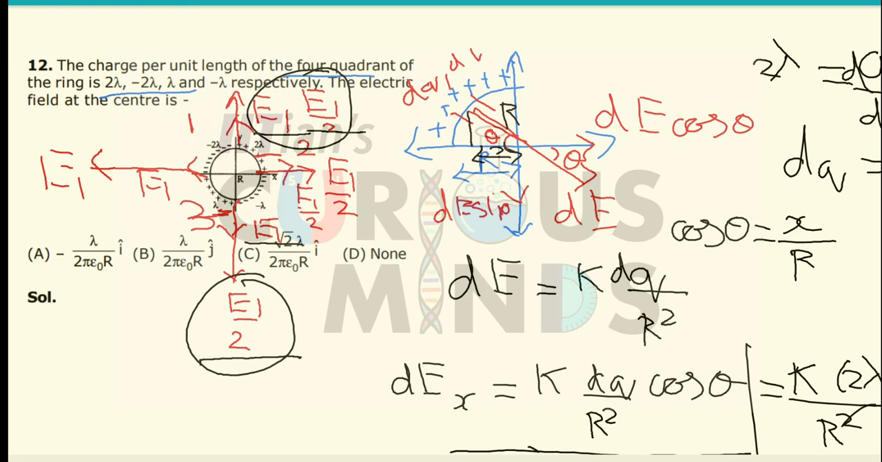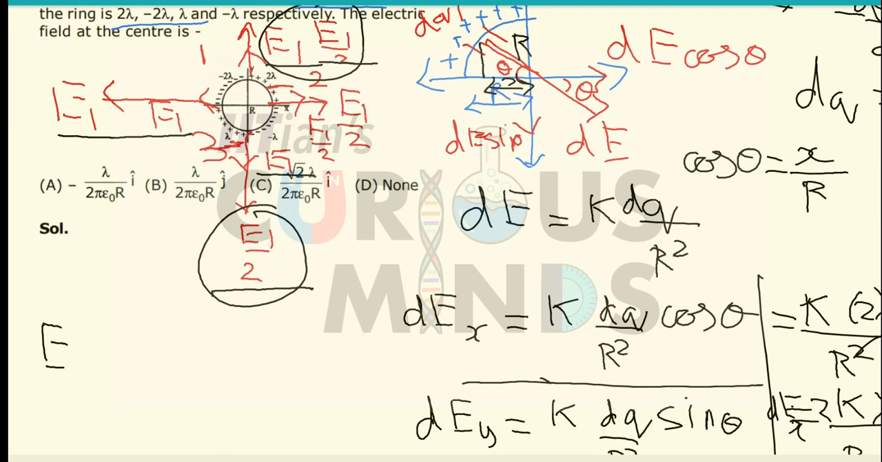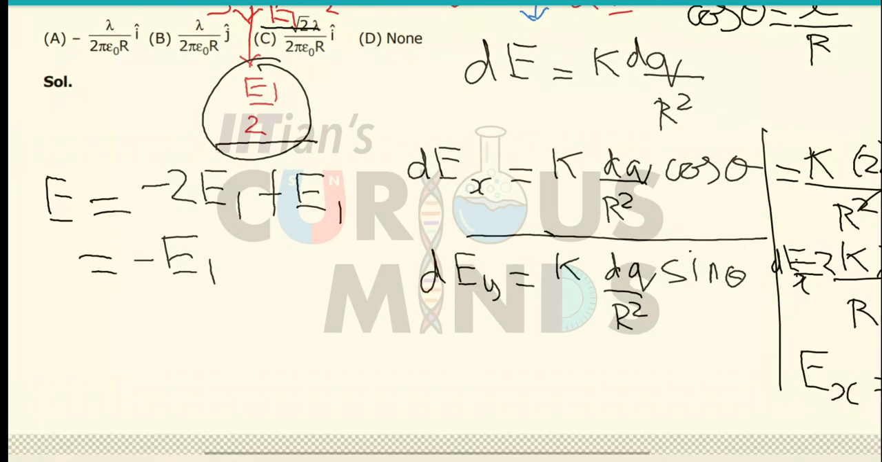In the x-axis over here, there is E1 and E1 in this direction. So the resultant electric field will only be in the x-axis, which is equal to negative 2E1. Why am I writing it as negative 2? Because it is in the negative x-axis, and in the positive direction it is E1 by 2 plus E1 by 2, which is equal to E1. So basically it will give me the answer as negative E1.